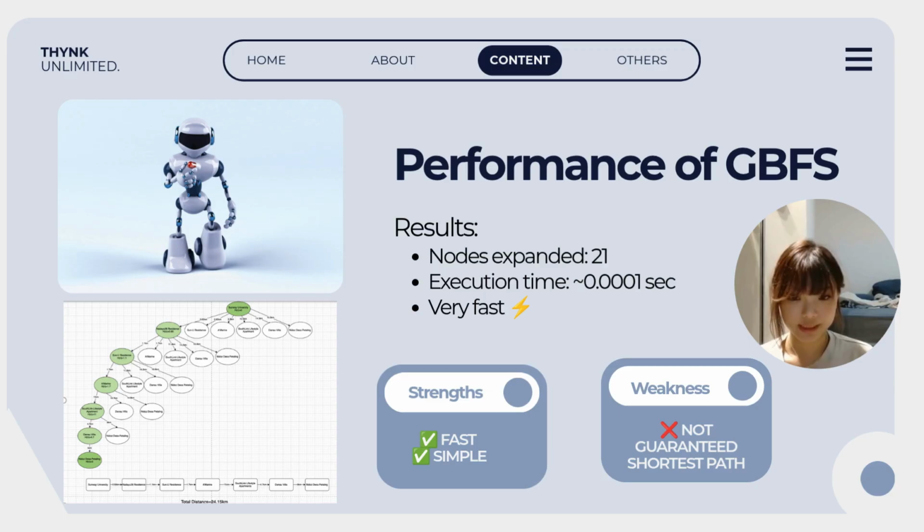In terms of performance, GBFS is the fastest among the three algorithms. It expanded only 21 nodes and completed the search in a very short time. The main advantage of GBFS is that it is simple and efficient. However, its main weakness is that it cannot guarantee the shortest path because it does not consider the total travel cost. So, in conclusion, GBFS is very useful when you need a fast solution, but it might not always give the most optimal route compared to algorithms like A star.